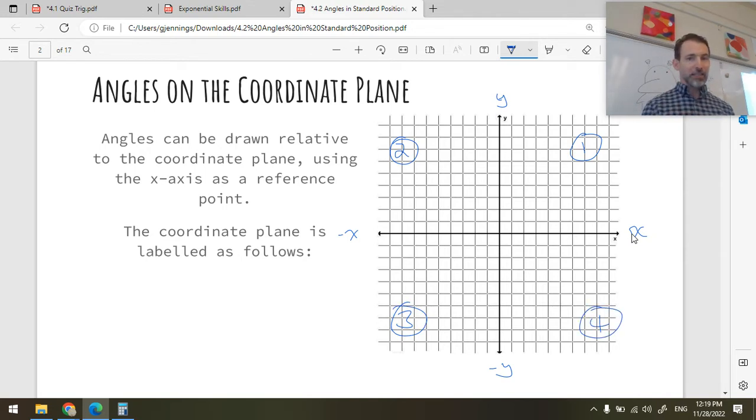All right, let's keep going. First quadrant, x and y are both positive. Second quadrant, x is negative, y is positive. Third quadrant, both are negative. And in the fourth quadrant, x is positive, y is negative.